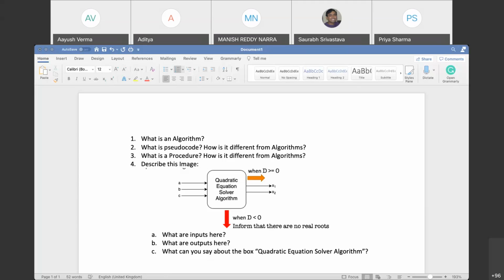It flows from step to step, not step 1 to step 4, not like this, but from one step to the other step. Is it clear or any doubts? Any doubts?